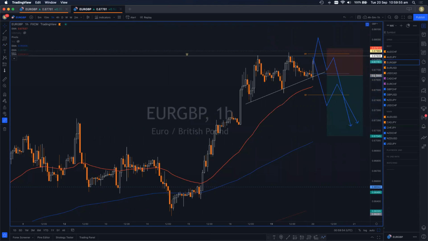So there we go, some options there on euro pound. That's looking pretty good for a down price action today.